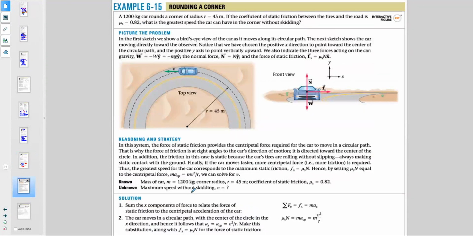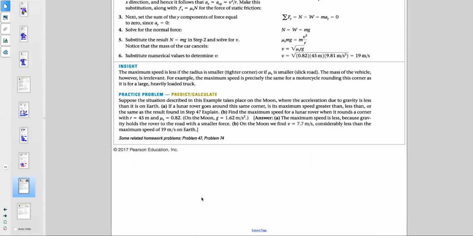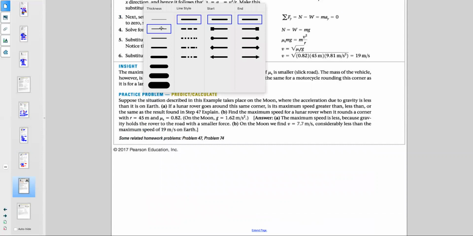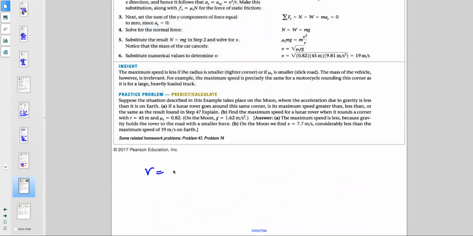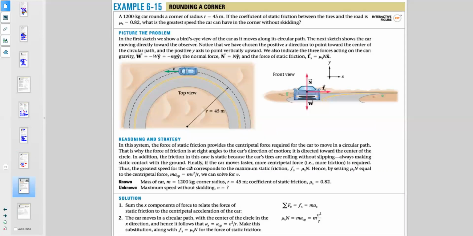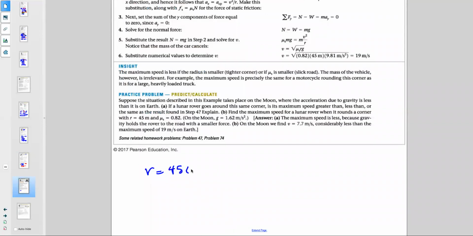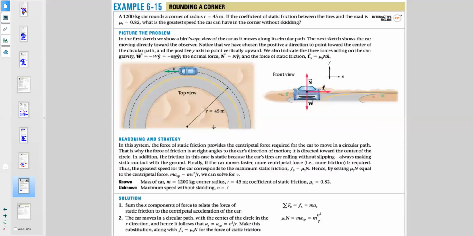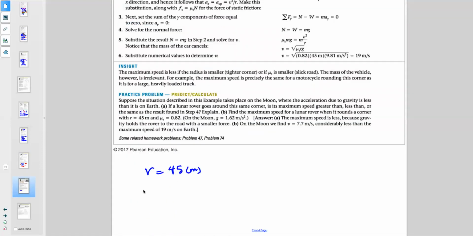So let's take a look at this example, 6-15. A 1,200 kilogram car rounds a corner of radius R, 45 meters. So as I said, you have to pause the video and write down the things that the problem is giving you. So right now I know for sure that the radius is 45 meters, that's what the radius is. And I know that it is a 1,200 kilogram car. So M is 1,200 kilograms.